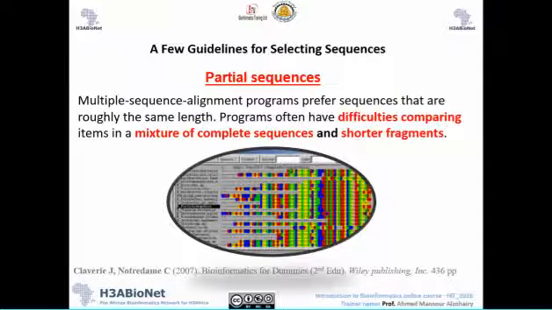Also, try to avoid having partial sequences, because this causes trouble in computing and comparing sequences. So always try to keep in mind having complete sequences in your set, because a mixture of complete and partial sequences or shorter fragments always causes trouble in your multiple sequence alignment. So in this case, try to have complete sequences as much as you can.